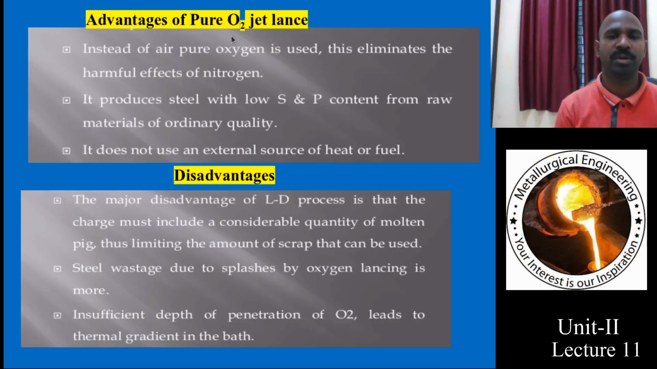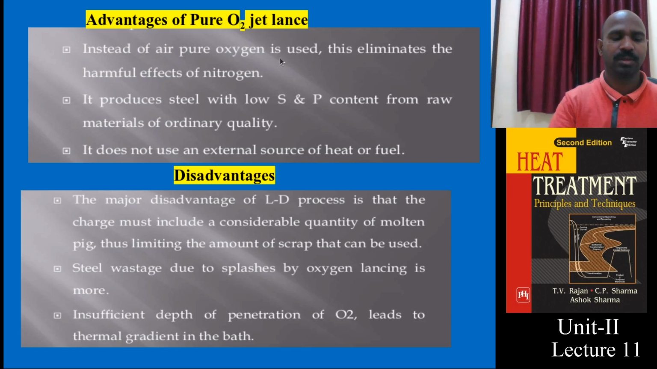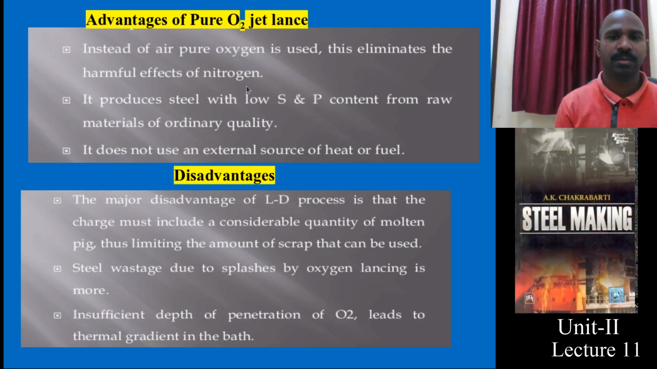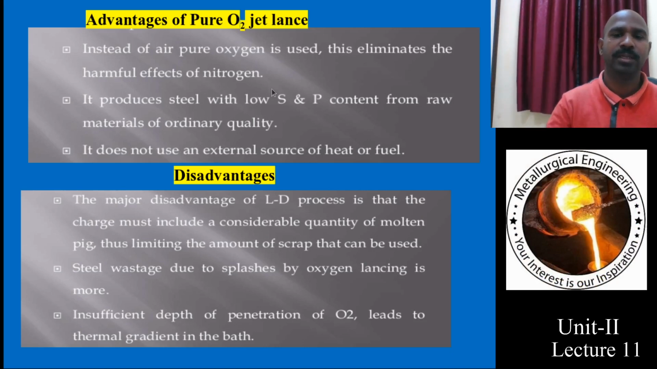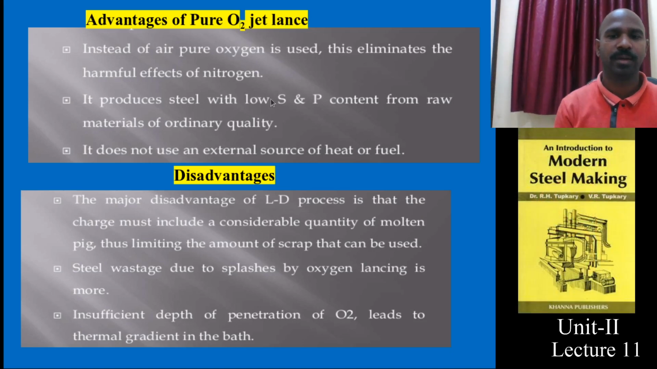These are the advantages. Why we prefer a pure oxygen jet: if you use air, there will be many impurities with harmful effects, such as nitrogen, which makes hardened steel. If you use pure oxygen, sulfur and phosphorus can be brought down very low, and you need no external source of it. If you use oxygen, only a mechanical motor is needed for supplying the jet.